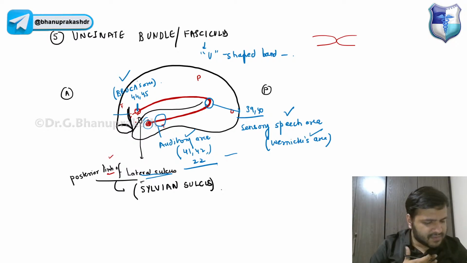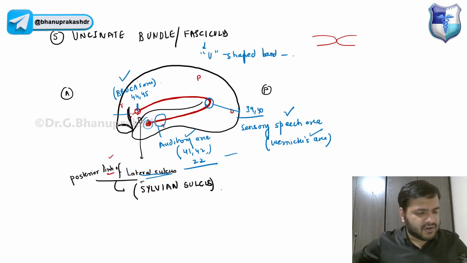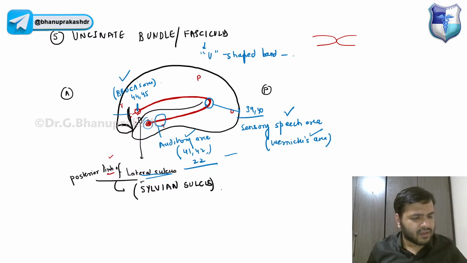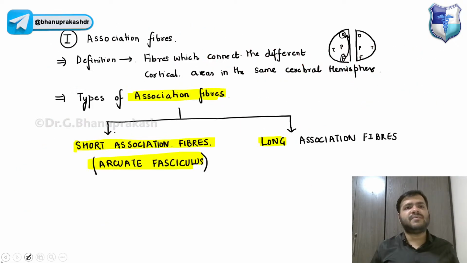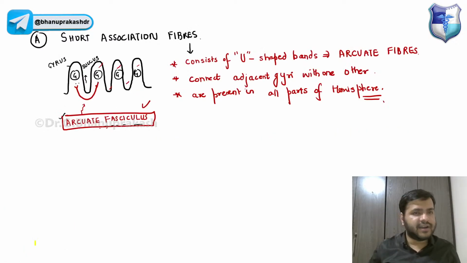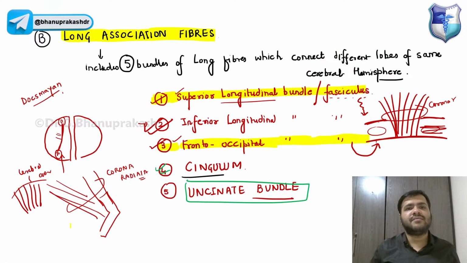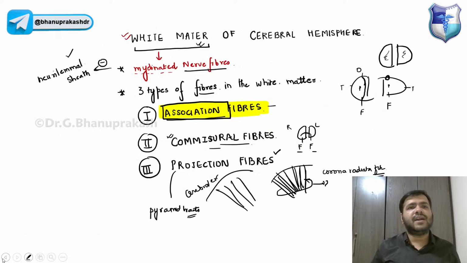Okay. So just give me a thumbs up, guys, if this is clear to each one of you. Give a thumbs up that we have now understood the association fibers completely. We have discussed the association fibers in detail. The long is also done. In long, we have already discussed the inferior cingulum and the uncinate bundle. So we are done with the association fibers.